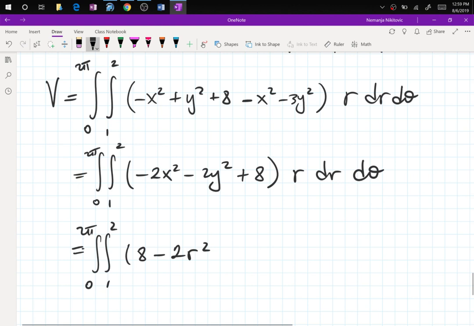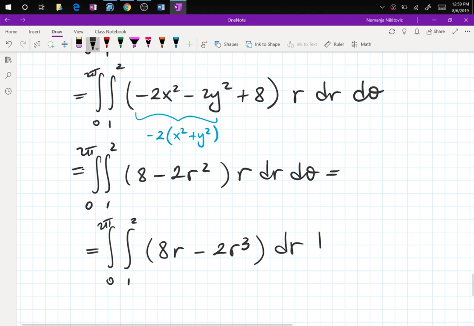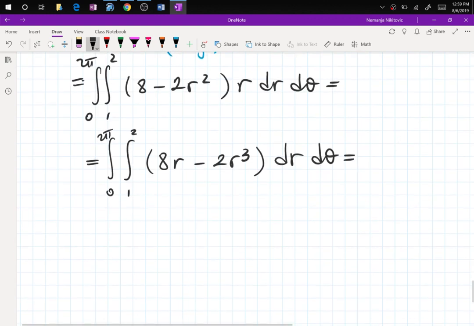Because I can factor out negative 2 over here. Let me just do that in blue. If I factor out negative 2, I'm left with x squared plus y squared, and that's the r squared. So that's why it's negative 2r squared, times r dr d theta, and the integral becomes a joke, because we just integrate 8r minus 2r cubed dr d theta.